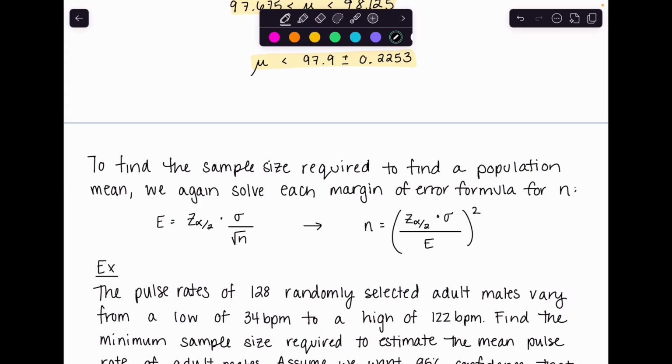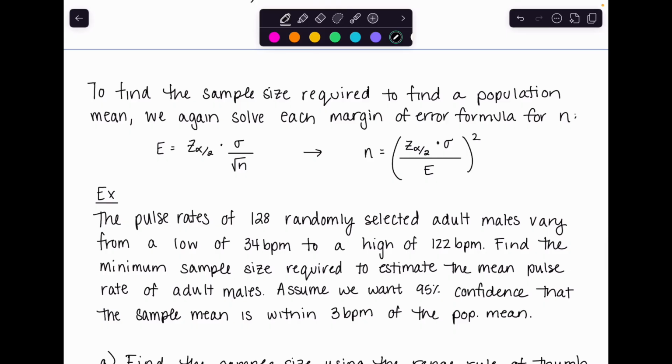So let's try an example with this. We're told the pulse rates of 128 randomly selected adult males vary from a low of 34 beats per minute to a high of 122 beats per minute. We want to find the minimum sample size required to estimate the mean pulse rate of adult males. Assume we want a 95% confidence that the sample mean is within 3 beats per minute of the population mean.